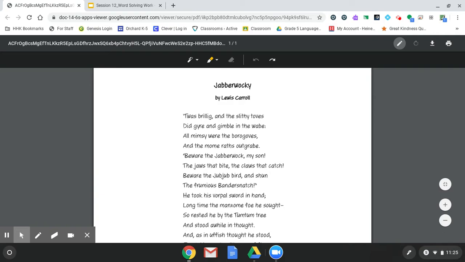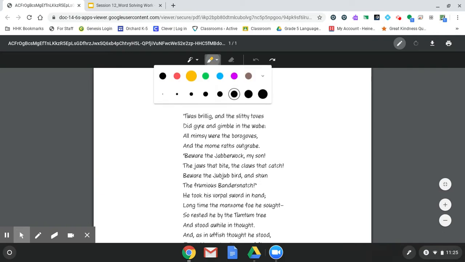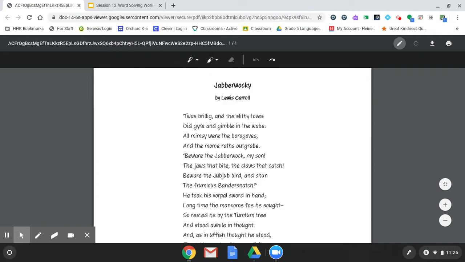One of the things that I'm noticing is that we can break up this poem by stanzas, right? So 'twas brillig and the slithy toves did gyre and gimble in the wabe. All mimsy were the borogoves, and the mome raths outgrabe. It seems to me that those first four lines are the first stanza, right?